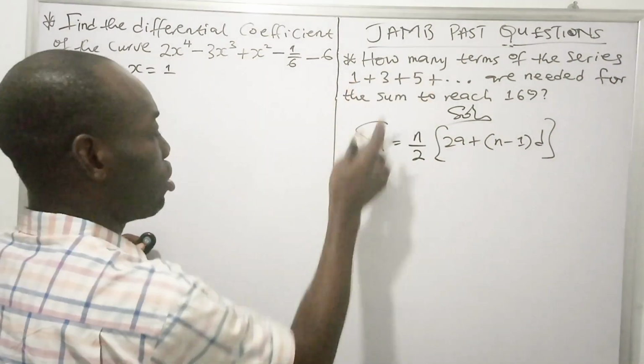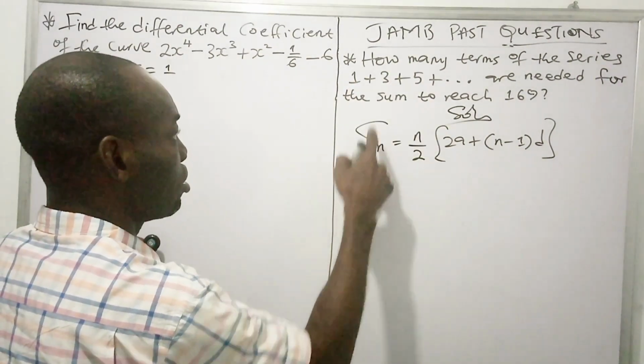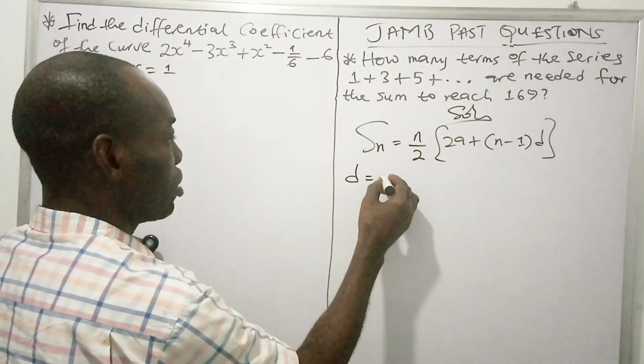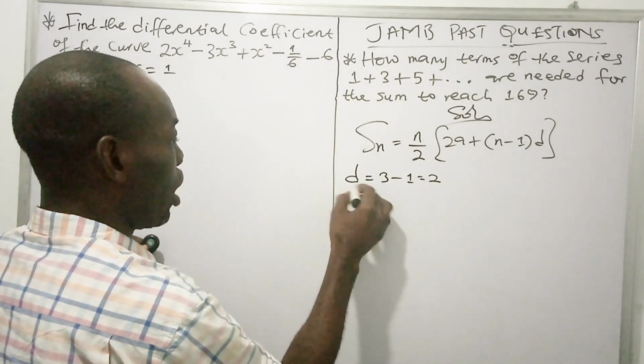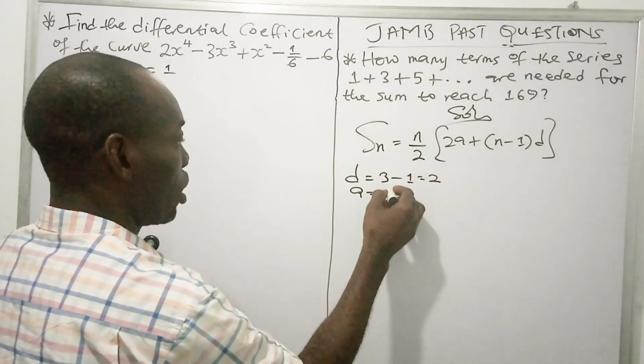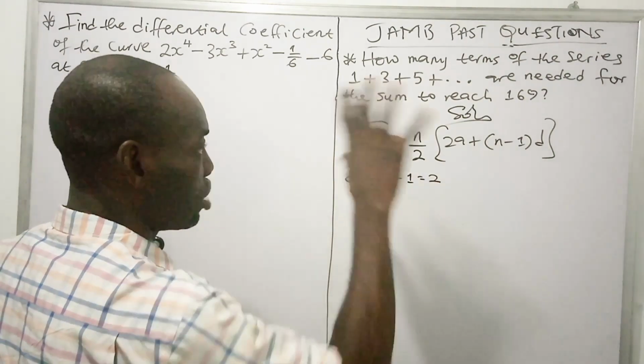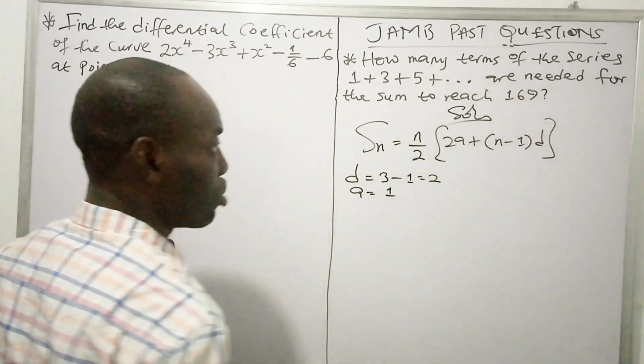Now returning to the series given to us, our common difference there is the second term minus the first term, which is 3 minus 1, and that's 2. While our first term a is 1. Sn, the sum total there, is 169. It has been given to us already.